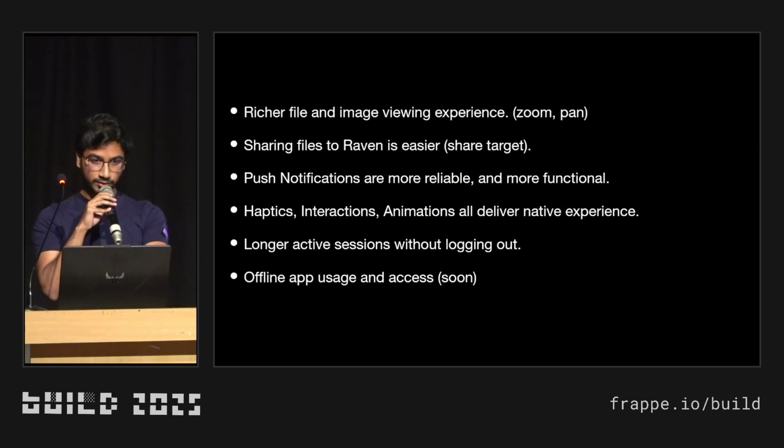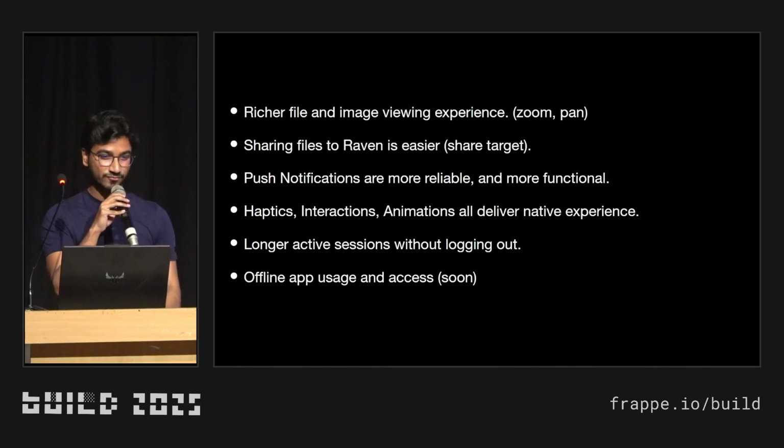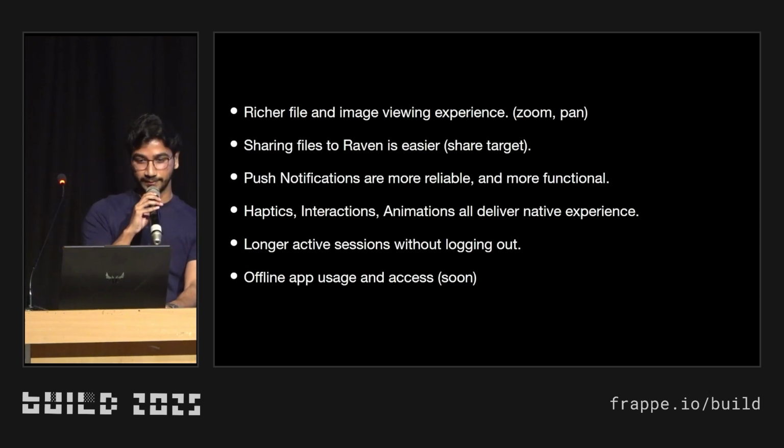And to conclude, what did we achieve after making the native app? What have we experienced so far? We are experiencing a greater experience in viewing files and images. The zoom and pan all work pretty well. Now Raven can be accessed via share target. You can easily share links from other apps or anything directly into Raven. So that is a big plus point.